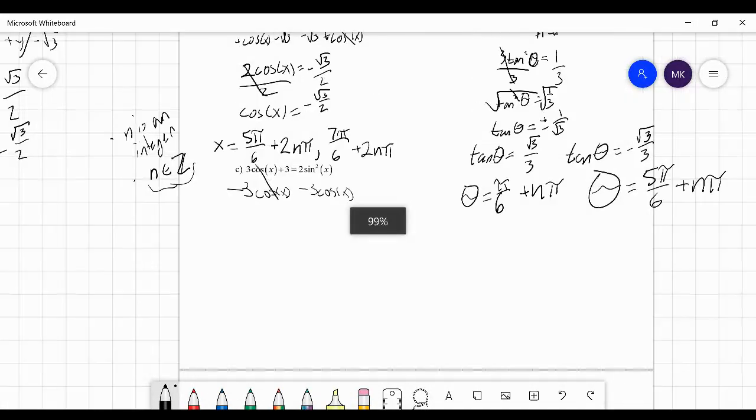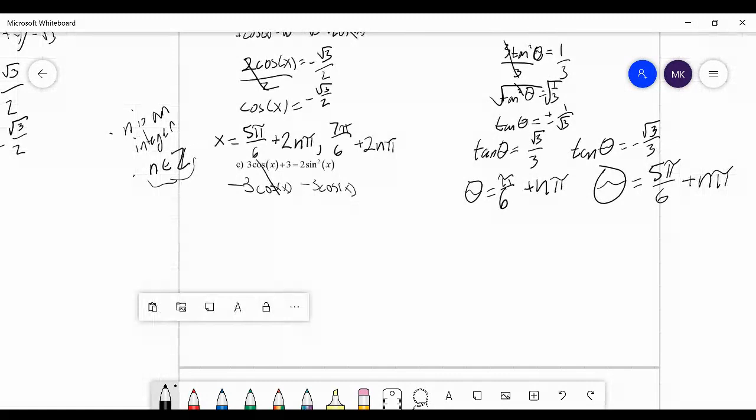And so, zoom in a little bit. So what I end up with here is 3 equals 2 sine squared x minus 3 cosine x. Now the problem is I don't want to deal with this in terms of trying to find a sine and a cosine and balance this out.